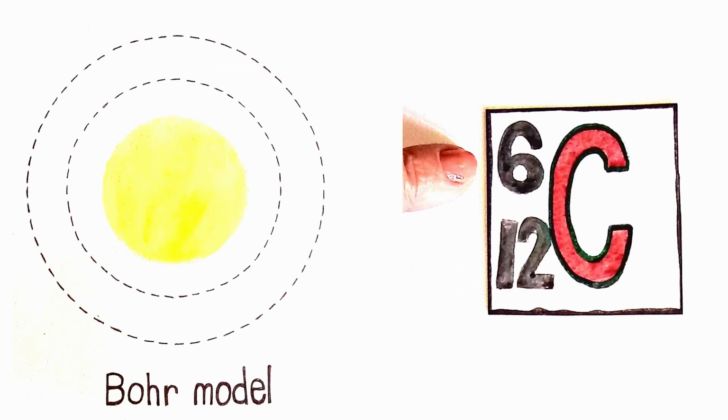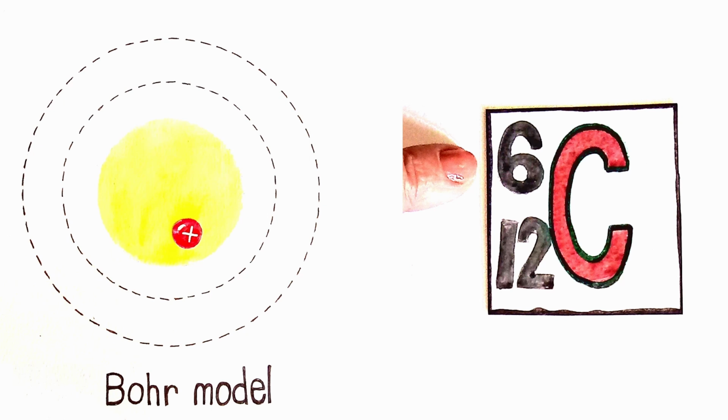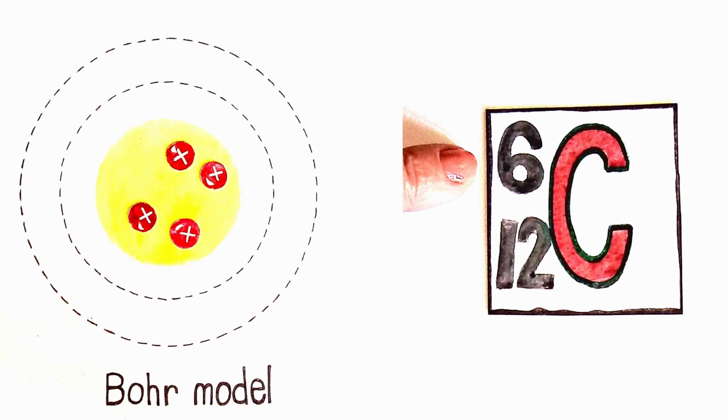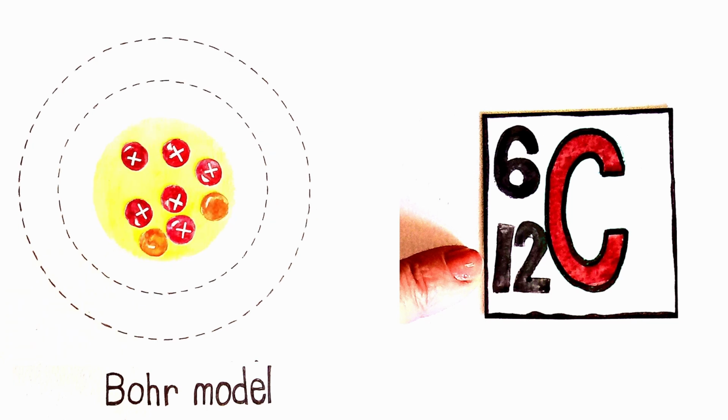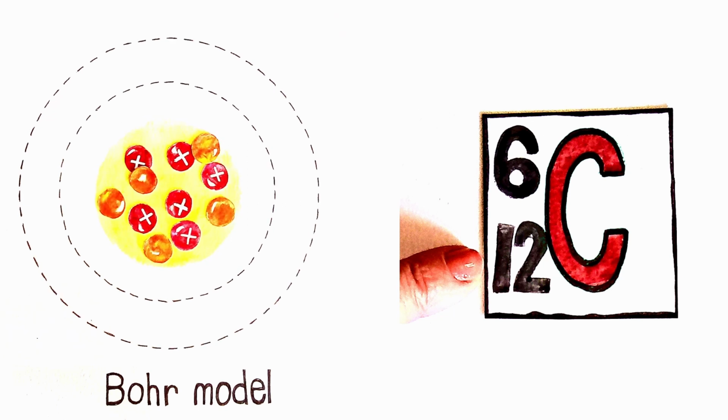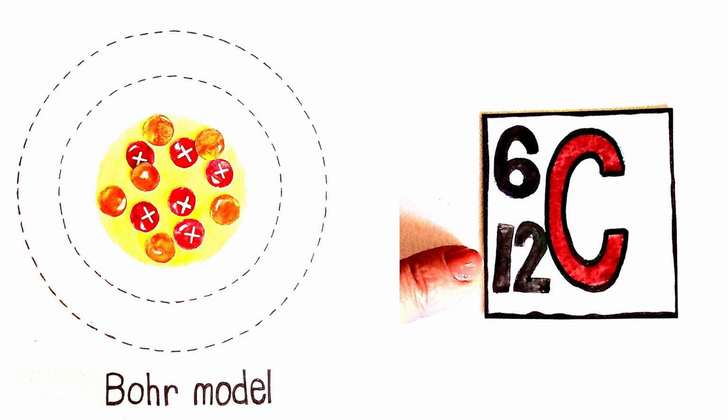Element number 6. Carbon. Carbon has an atomic number of 6. That means that a carbon atom has 6 protons inside its nucleus. Carbon has a mass number of 12, meaning that the nucleus has 12 nucleons. 12 minus 6 is 6. We will add 6 neutrons. Now the nucleus has 12 nucleons, consisting of 6 neutrons and 6 protons.